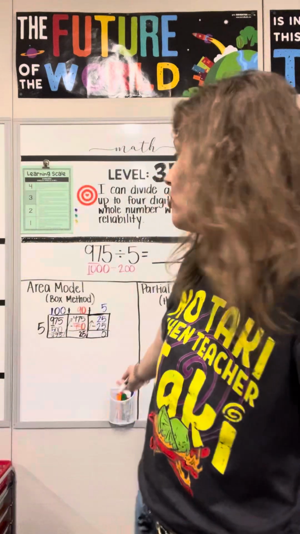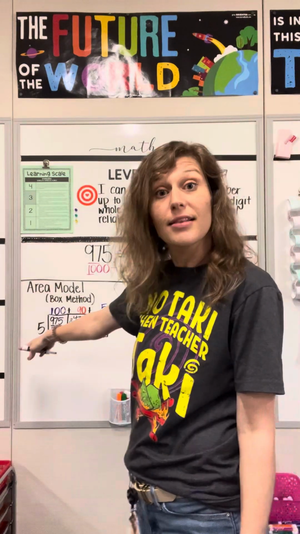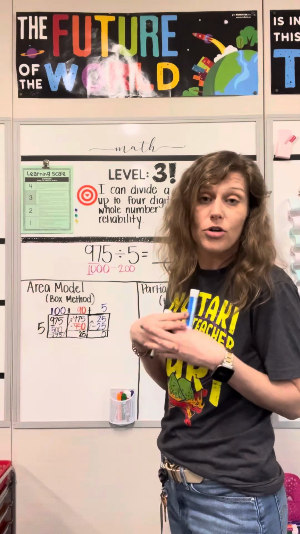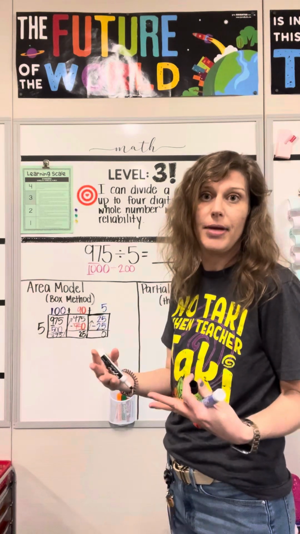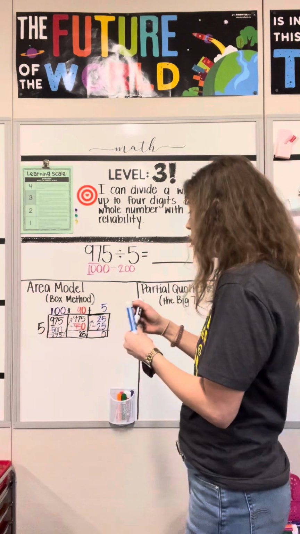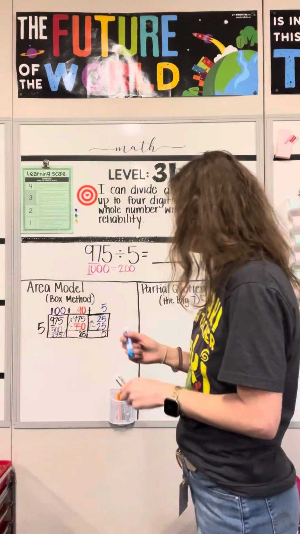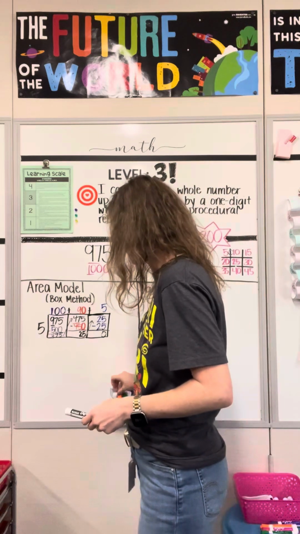If that was not a 0 and it was any number that is less than the divisor, meaning that you cannot take even one group of the divisor out, then that's how you know that you have a remainder, because you cannot do anything else with it. So we do have a 0, so that tells us we have no remainder.